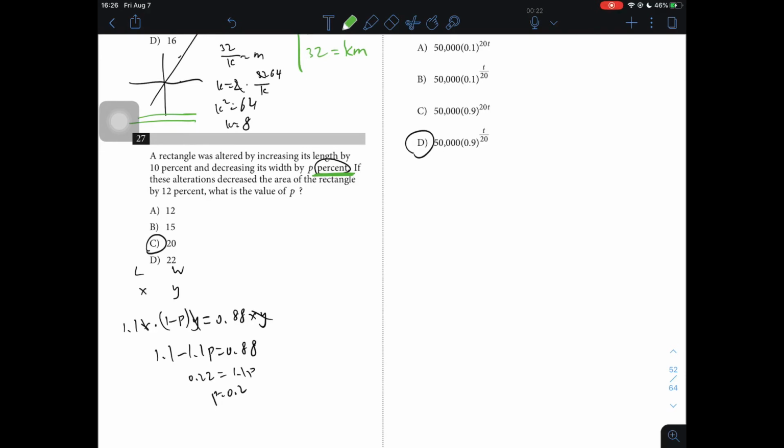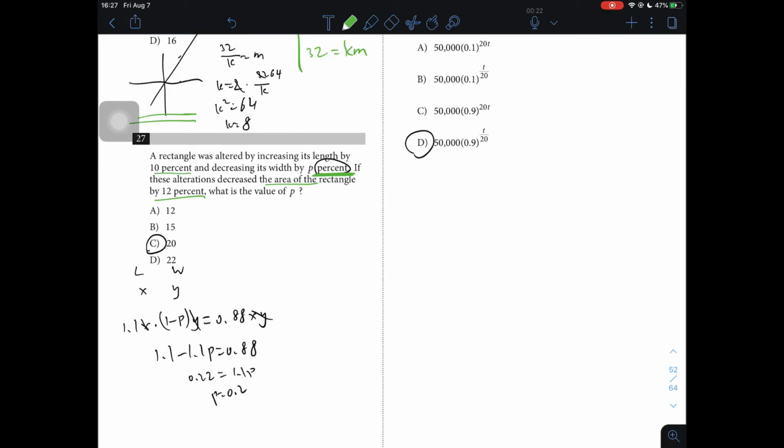So what I mean by that is a 10% increase and a p% decrease. So we want to know what is equal to each other. So what is the equivalence? We know that the length is increased by 10% and the width is decreased by p%, and the whole area is decreased by 12%.